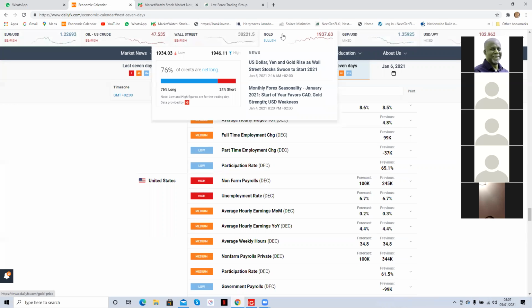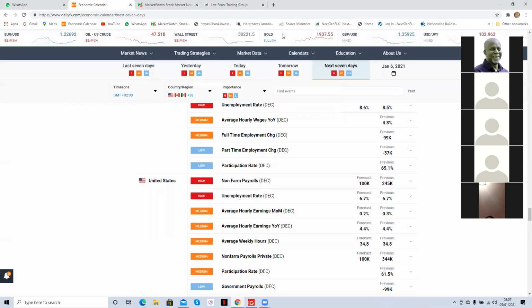Very, very important report. And as usual, our creator session will meet to trade that report on Friday. Of course, the session will be posted on the platform. So we'll meet just before that report on Friday to trade that report together. But that's a very highly anticipated report coming out on Friday.